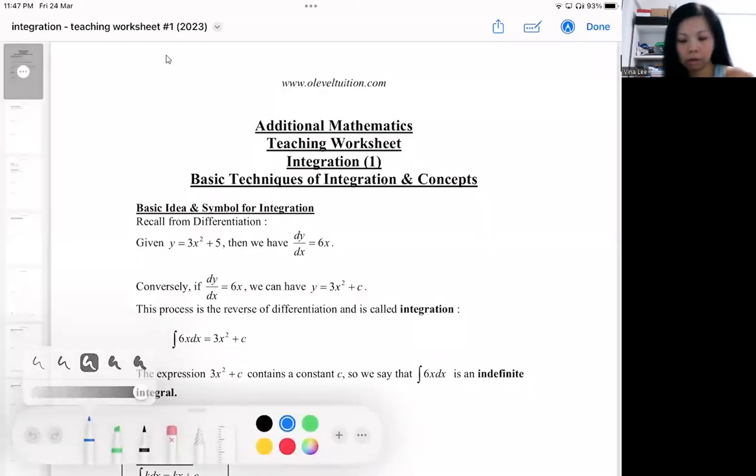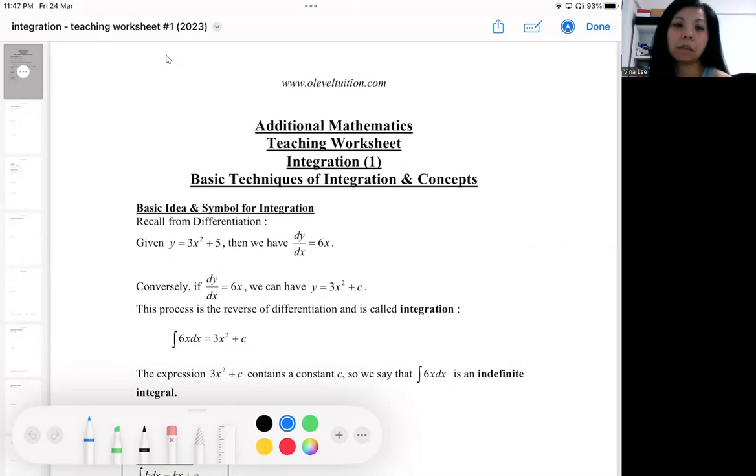Okay, this teaching worksheet is the start of integration. The whole idea of integration is directly opposite of differentiation. There will be a lot of concepts that we will make use of based on differentiation, but we are working backwards. So in integration, a lot of time you'll be given dy dx, and then you are expected to apply some formulas to get back to the original expression of y.